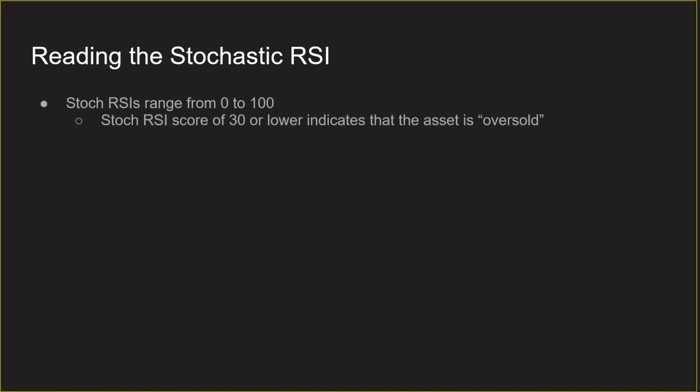So a stochastic RSI score of 30 or lower indicates that the asset is oversold, whereas a score of 70 or higher indicates that the asset is overbought. Once again, it's important to state that just because the asset is considered oversold or overbought does not mean that that is the bottom.